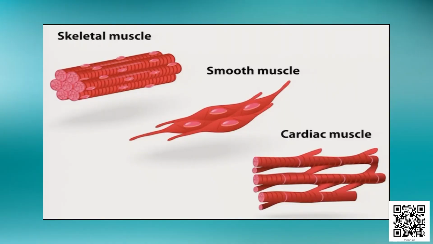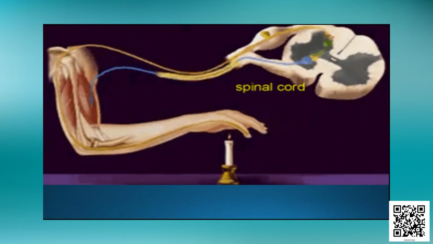So till now we got to know that muscle tissue are of three types. One is skeletal muscle, one is smooth muscle, and another one is cardiac muscle. Here again an animation for you. Look at this animation carefully. The person is touching the candle, the hot burning candle, and immediately withdrawing his hand. Why do we immediately withdraw our hand when we touch a hot object?